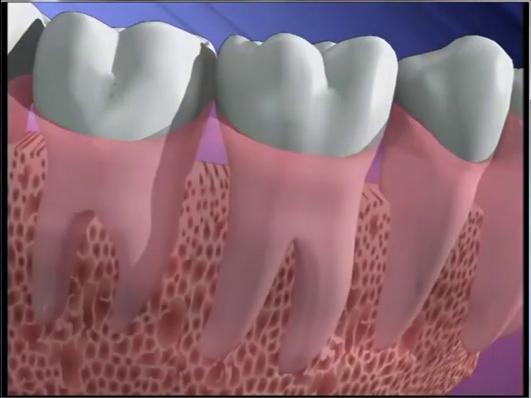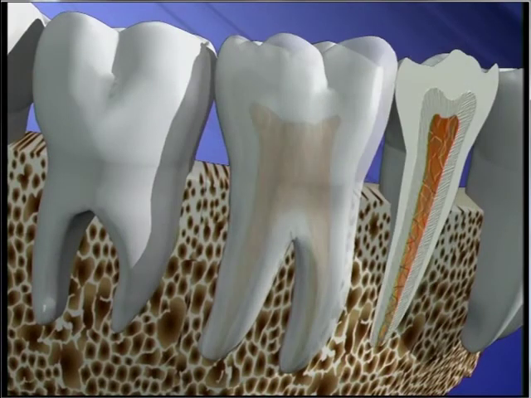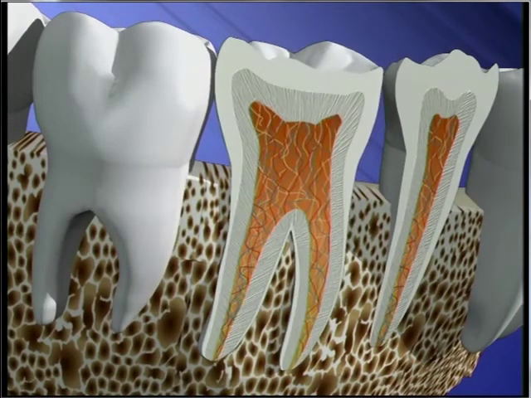In general, teeth in the front of the mouth have only one root canal, while teeth in the back of the mouth have 2, 3, or 4 root canals.